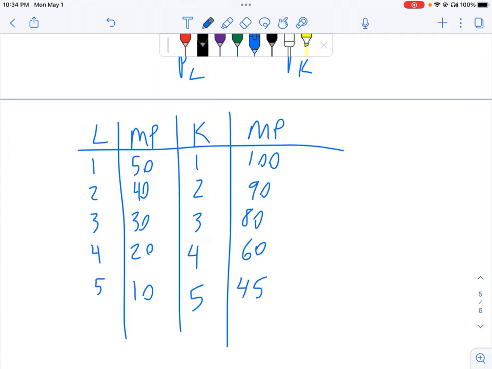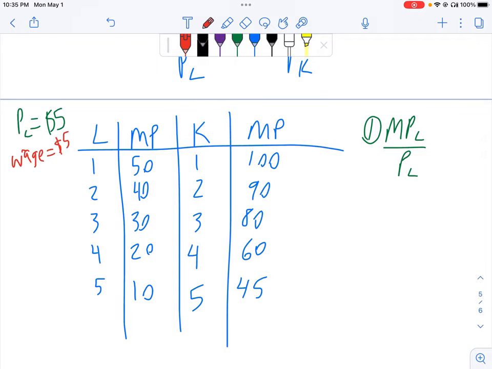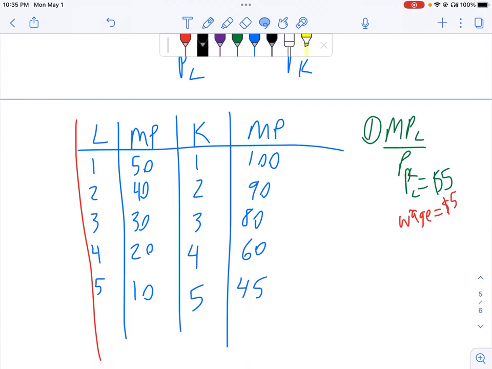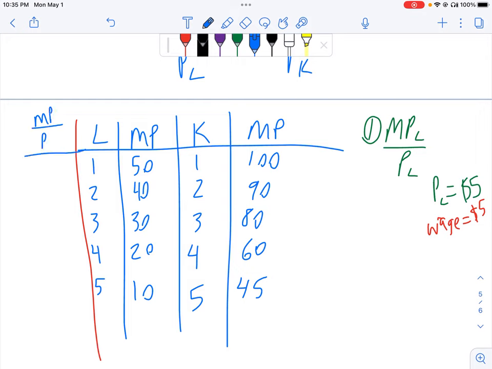So see how we're dealing with labor and capital. The first thing you want to do is figure out the marginal product of labor divided by the price of labor. Let's say your price of labor is $5. Another way they could tell you is your wage is $5. So what we have to do here is figure out the marginal product divided by the price.